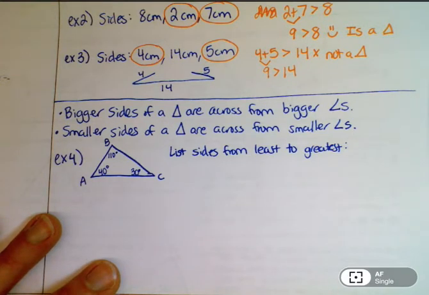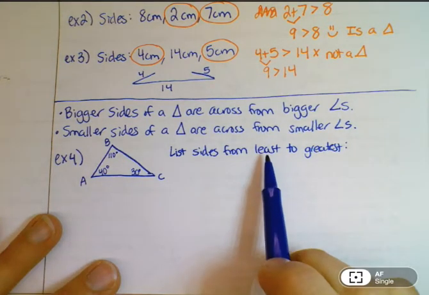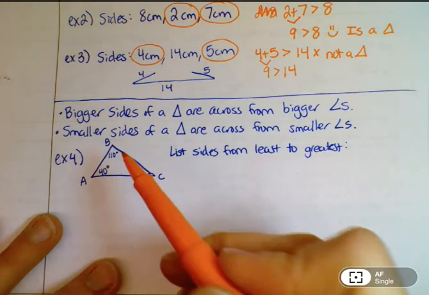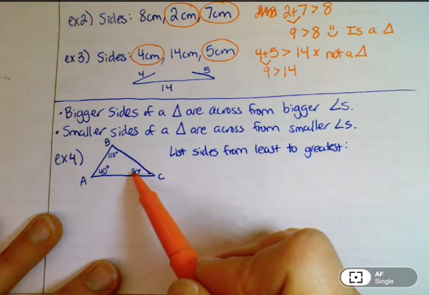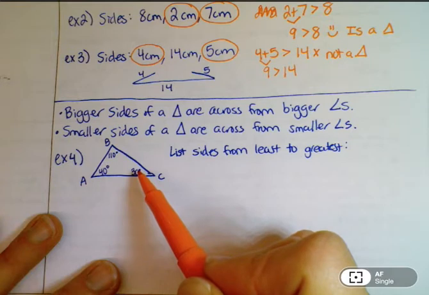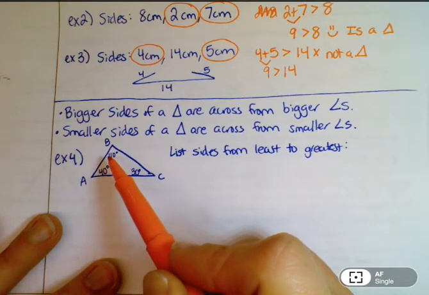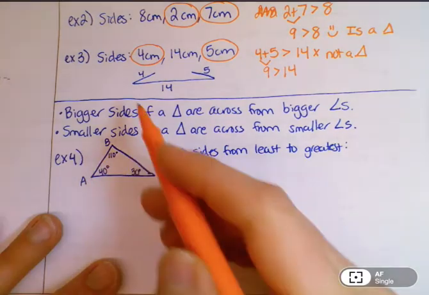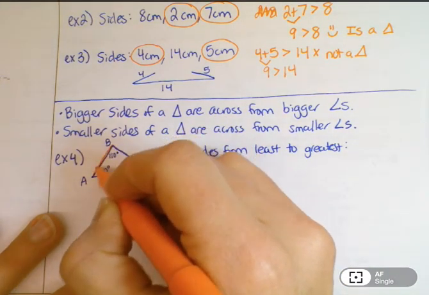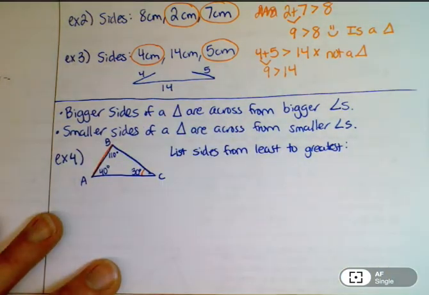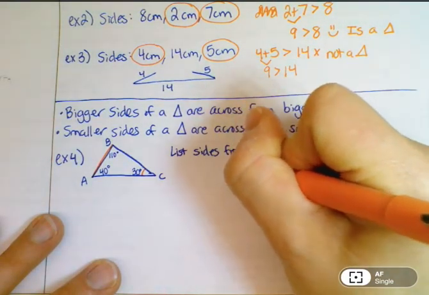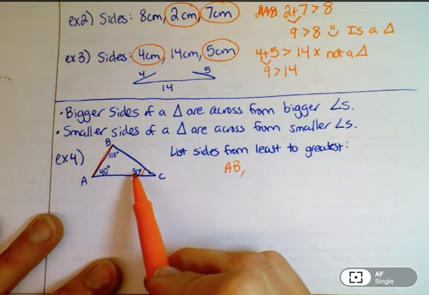So this is really simple because all we have to do is look for, least means smallest. So we're going to look for our smallest angle, which is 30 degrees. And we're going to look across from it. The smaller angle is going to be across from the smaller side. So that means the smallest side here is this side here, AB, because this side is across from the smallest angle. So for listing them from least to greatest, we would start with AB because that's the smallest angle.